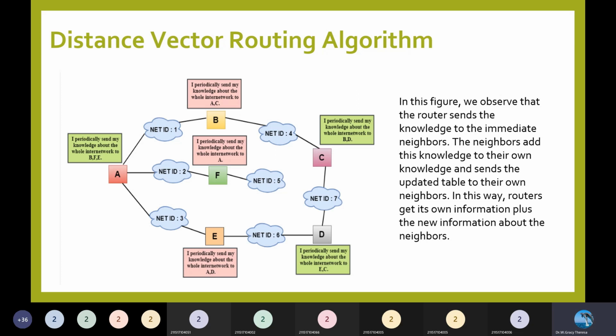In this figure, the router sends the knowledge to its immediate neighbors, and the neighbors add this knowledge to their own and send the updated table to their own neighbors. Once again it is updated and shared. This happens periodically, which is why one of the characteristics of the distance vector routing algorithm is that it is iterative. It happens iteratively until it gets the knowledge about the entire topology, and if there is any change in the topology, the iteration happens again. In this way, the router gets its own information, and the new information about other routers is shared and updated.